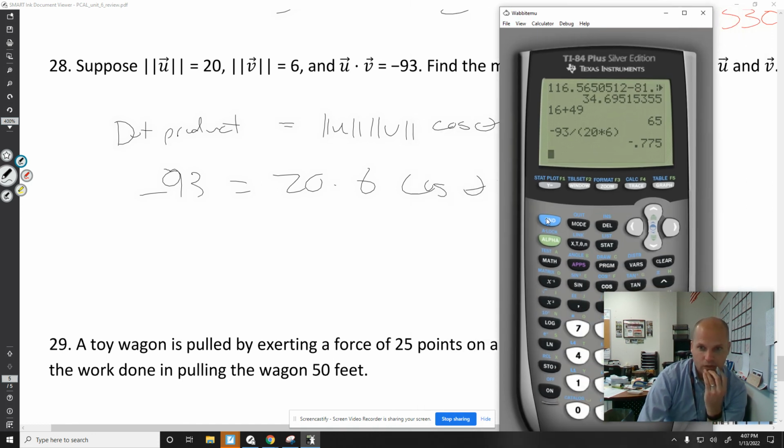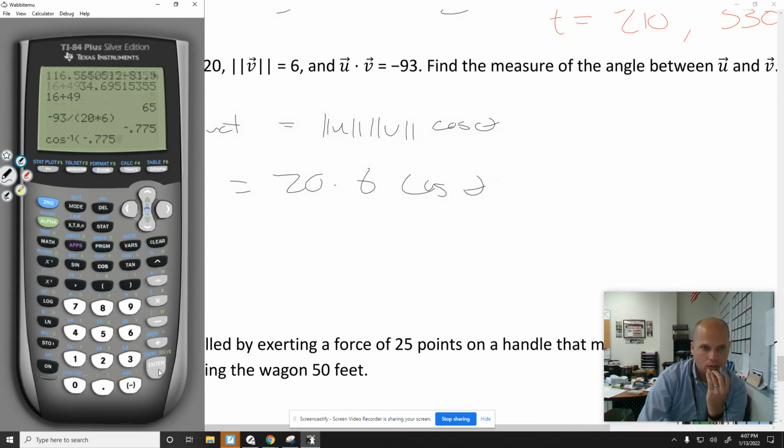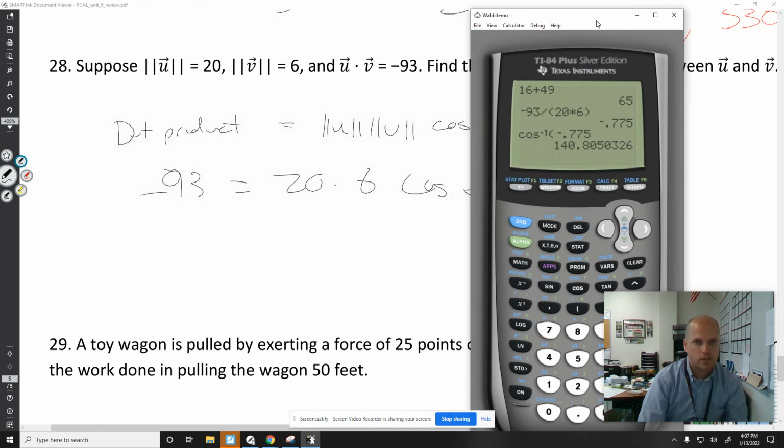Take the cos inverse of both sides. 140 degrees. That looks good to me.